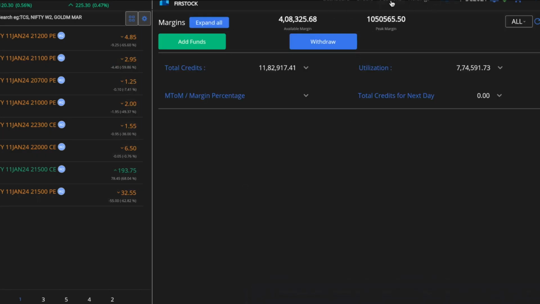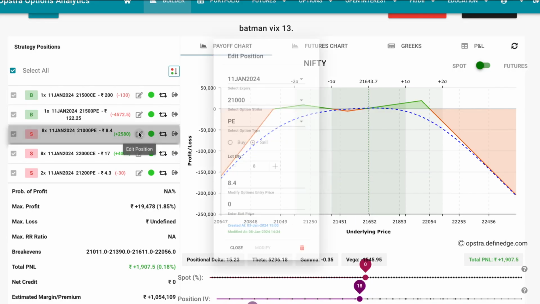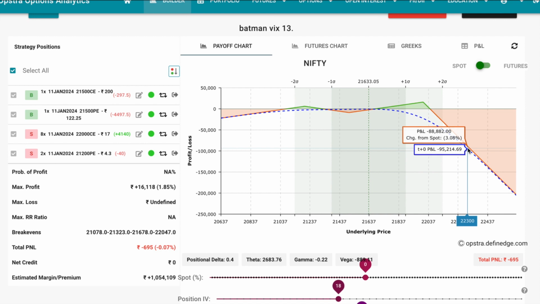Check our margins, it is 4 lakhs. Here it is 100 quantity at 4.35. Let's do the PE of January. Here we exit this. Okay.